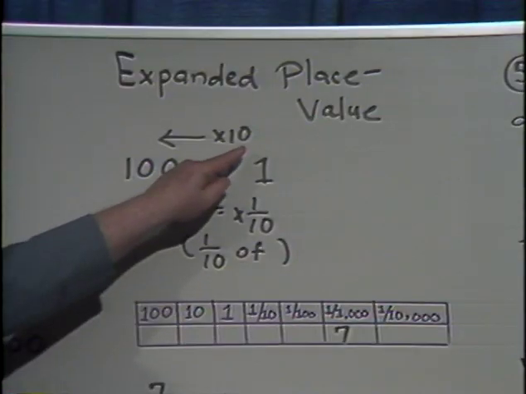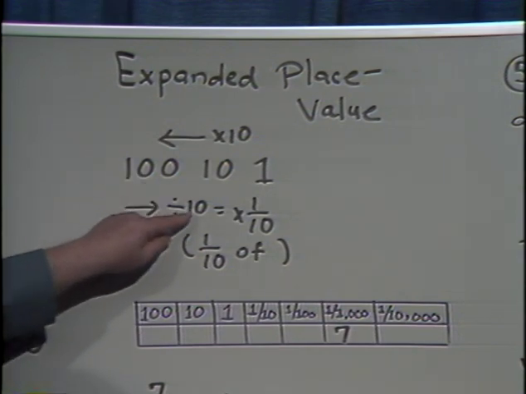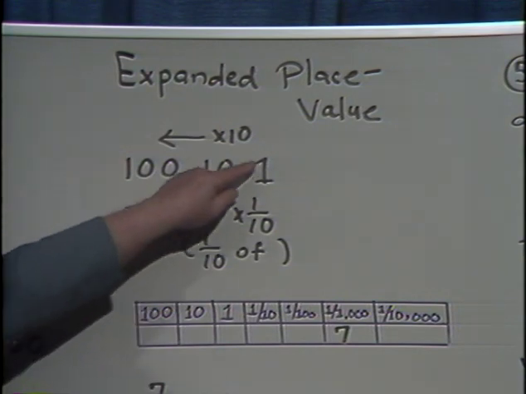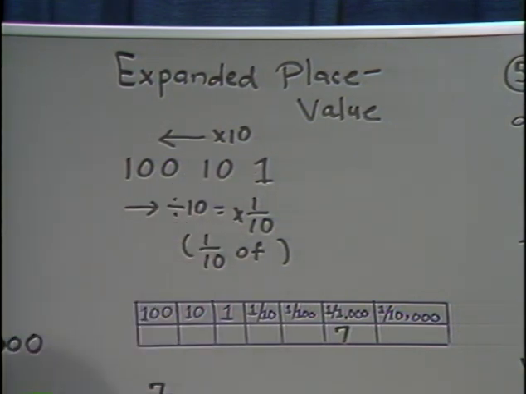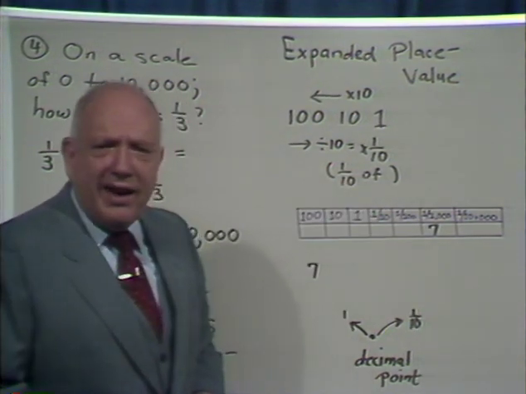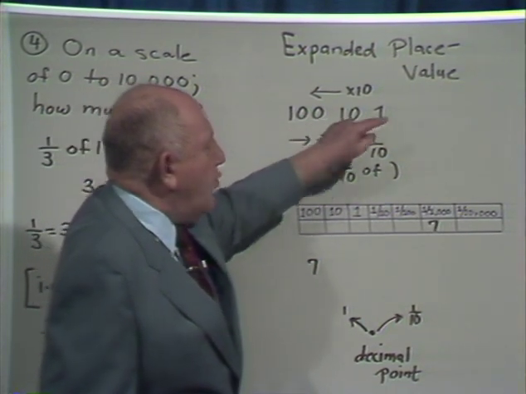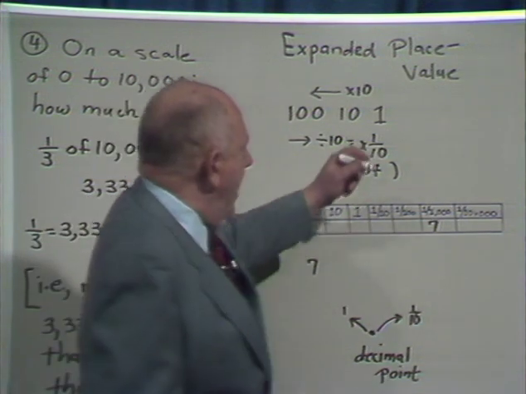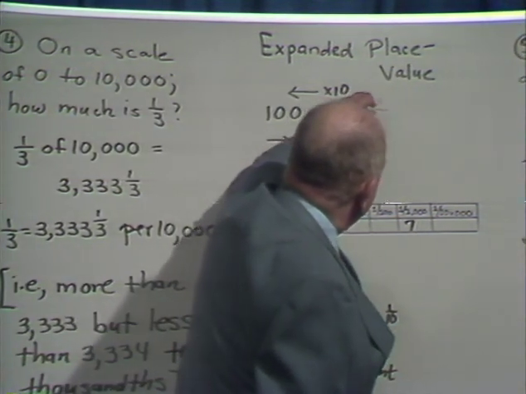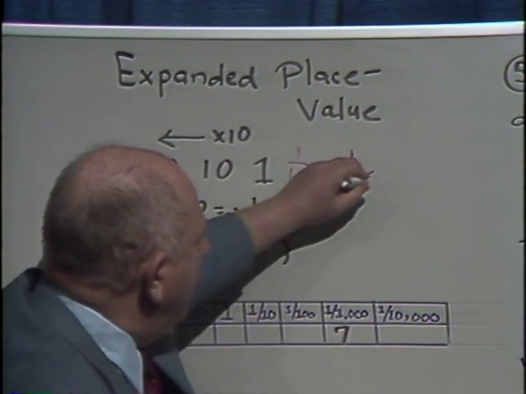If reading from right to left we're multiplying by 10 every time, then to divide by 10 must mean if we read from left to right. Let's just check this out. If we divide by 10, 100 divided by 10 is 10. 10 divided by 10 is 1. By the way, dividing by 10 is the same as multiplying by 1/10, and multiplying by 1/10 is the same as taking 1/10 of. 1/10 of 100 is 10. 1/10 of 10 is 1. What's 1/10 of 1? 1/10 of 1 is 1/10. 1/10 of 1/10 is 1/100th, etc.